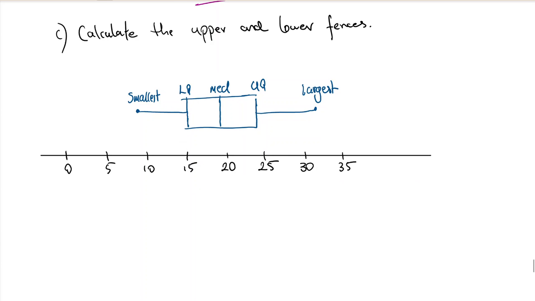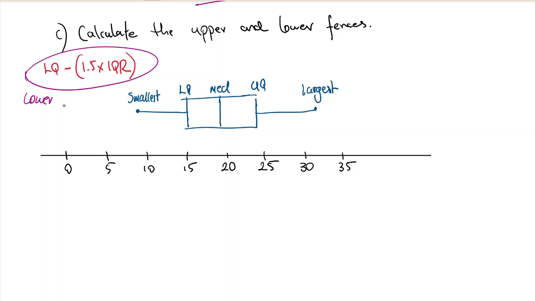So to calculate these upper and lower fences, we've got a formula. Any number that lies 1.5 times the interquartile range below the smallest value is going to be an outlier. So the lower quartile minus 1.5 times the interquartile range. If there are any numbers smaller than that, those numbers will be an outlier. So this is our lower fence. And for the upper fence, we're going to take the upper quartile and add 1.5 times the interquartile range. If there are any numbers larger than the upper fence, they will be an outlier.